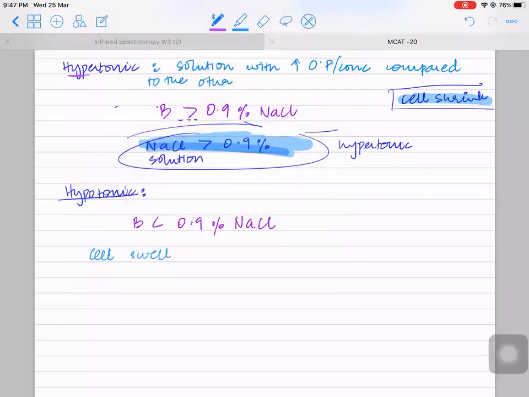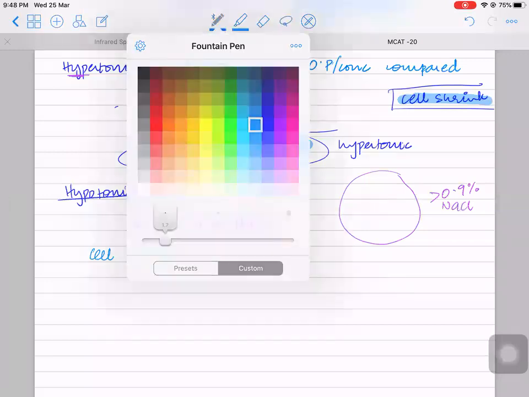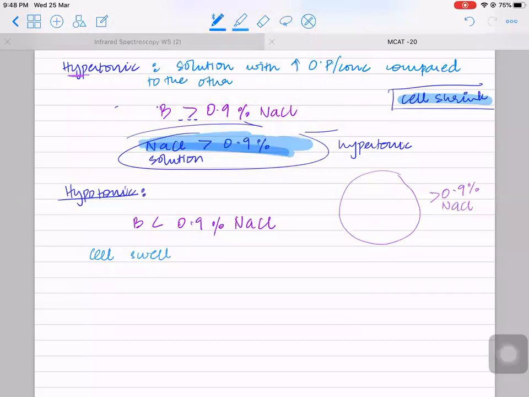When you place it in a hypertonic solution, you have the cell and outside it you have greater than 0.9% NaCl. You can take any value, let's just take 3% or whatever. So when you place it in a hypertonic solution, the outside is more concentrated and the cell is less concentrated. Let me take the cell as 2% NaCl. Do you see that the outside environment is more concentrated and the inside is less concentrated?